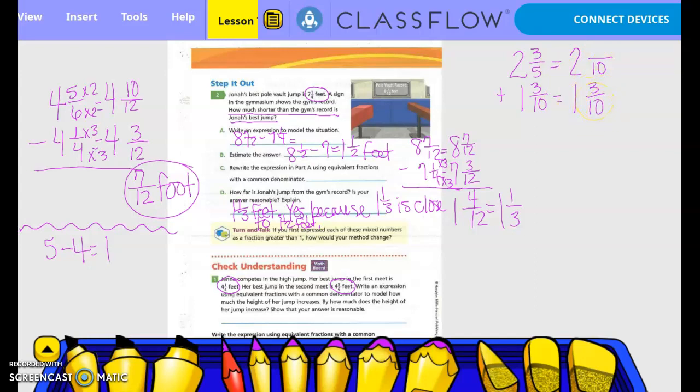How do I get from 5 to 10? Times 2, what I do on the bottom, I do on the top. 3 times 2 is 6. So 6 tenths plus 3 tenths is 9 tenths. 2 plus 1 is 3. Is that simplified? Yep, so that is our answer, 3 and 9 tenths. Correct? Okay, number 3.